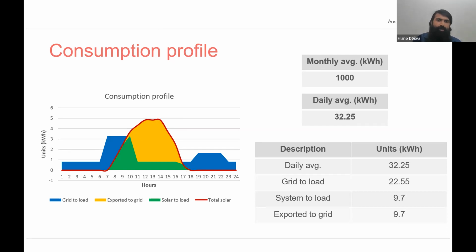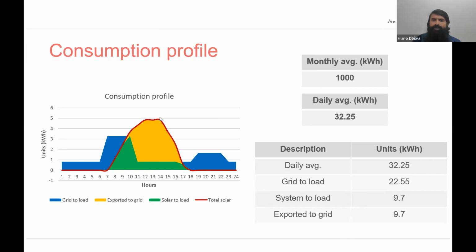So, as you can see from the table as well, if the daily average in this case was 32.25, then 22.55 kilowatt hours in a day, which amounts to 70% of the daily average, is given by grid, or rather is imported from the grid, while 30% of the load or the consumption is supplied by the solar system installed, and 50% of the solar energy that is being generated by your solar system in this case is exported to grid.